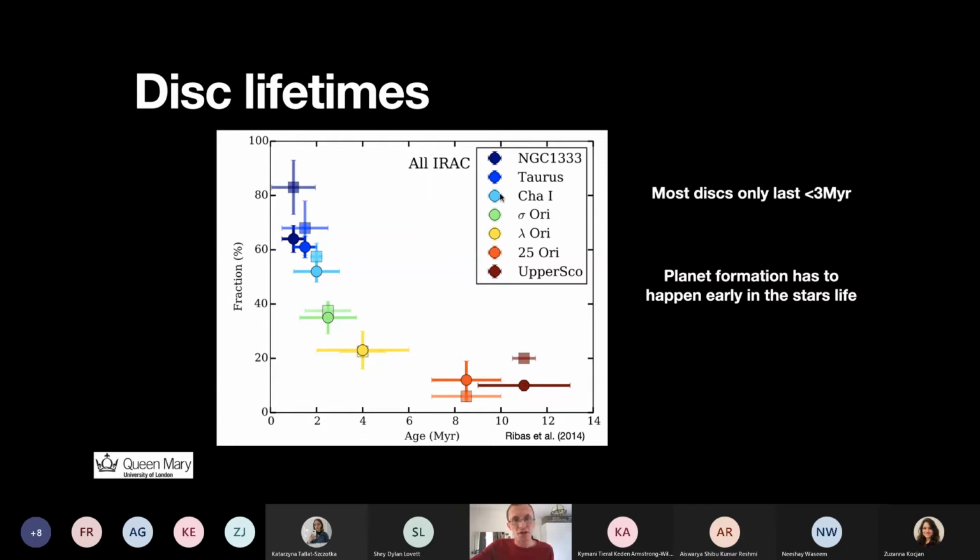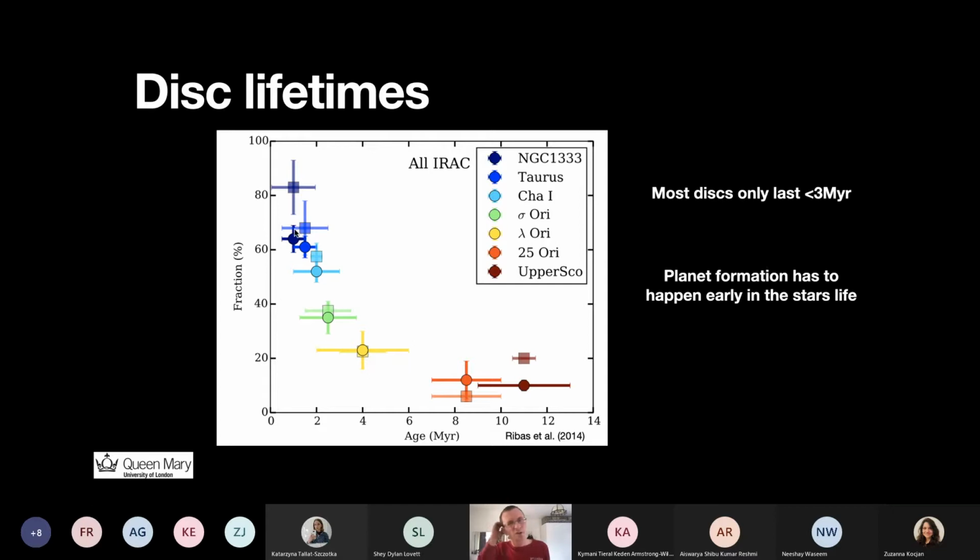So that's what's done here. Each of these coloured points is a different cluster of young stars. On the x-axis, we're showing the cluster's ages in millions of years. And then what we've done is looked at the cluster and counted how many of the stars have these disks. Early on, at about 1 million years, most of the stars still have a planet-forming disk. But by about a few million years, most of them are gone.